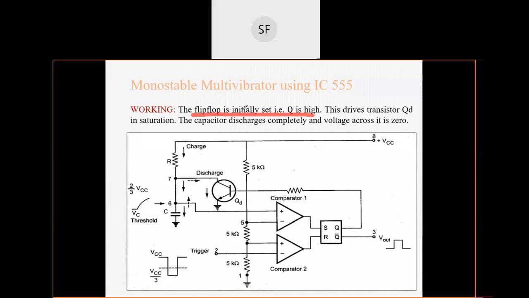You can take the assumption otherwise also. If you don't want your flip flop in set, then you can also assume that your flip flop is initially reset. This set indicates that the flip flop is initially set, which means the set input is 1 initially. When the set input is 1, Q is 1 and Q bar is 0. This Q bar is the output, so 0 is your output. For the initial stage, this is your stable state.